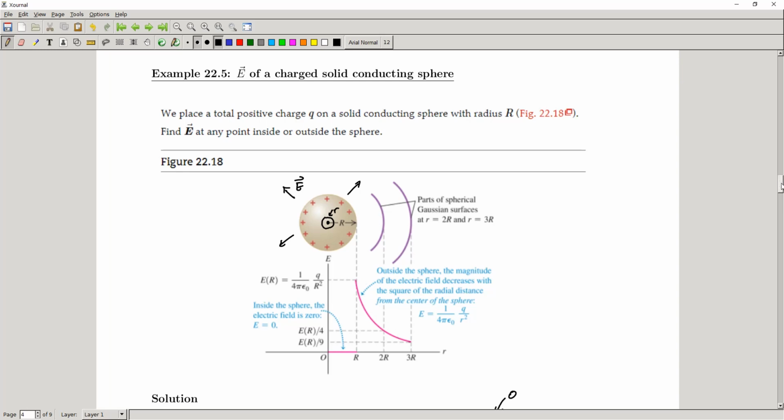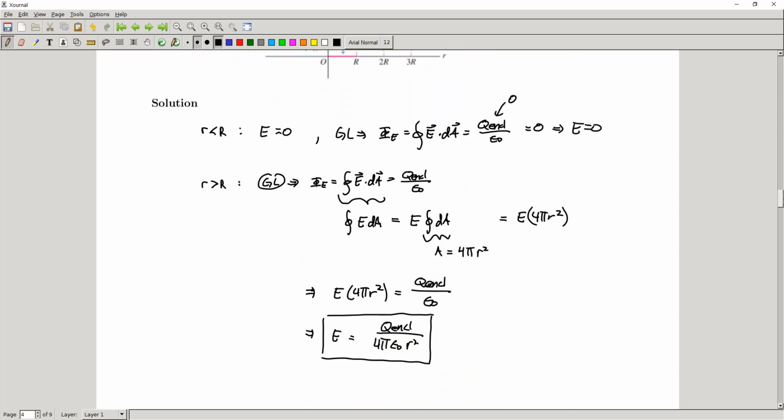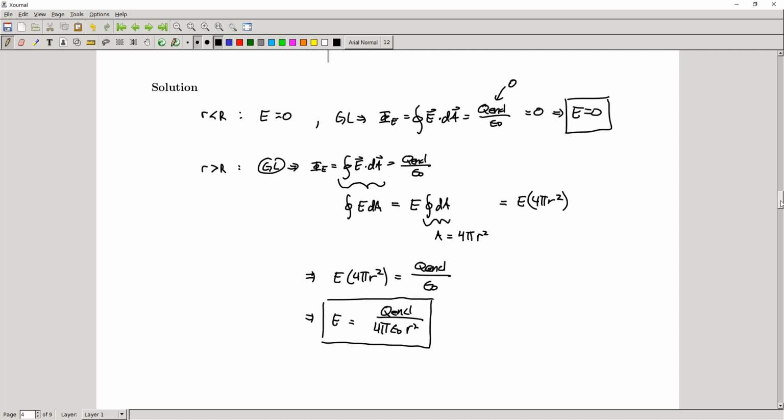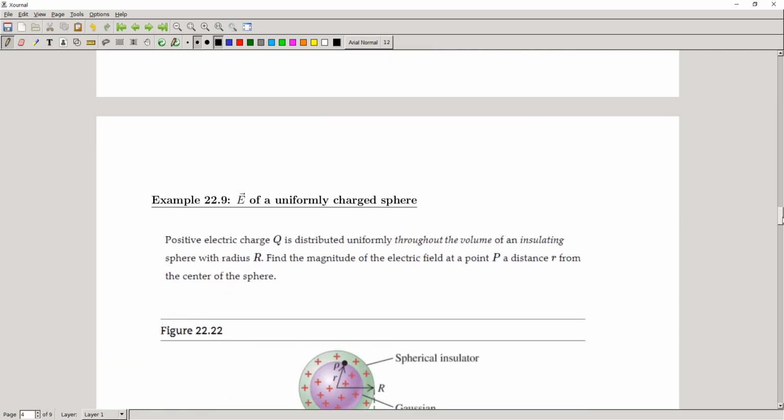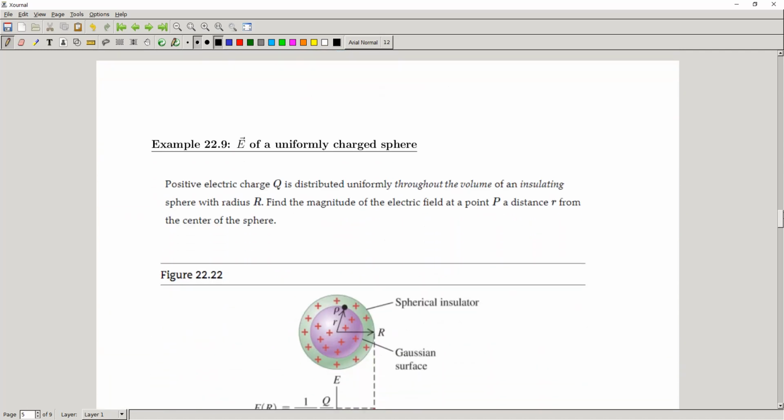So that is this example, and maybe I'll box this too. So inside the sphere, no electric field, the magnitude is 0, and outside we have this magnitude, which looks like the magnitude for a point charge, and it's always pointing radially outward. Okay. Let me pause for a second and save this, and then we'll look at the next example.